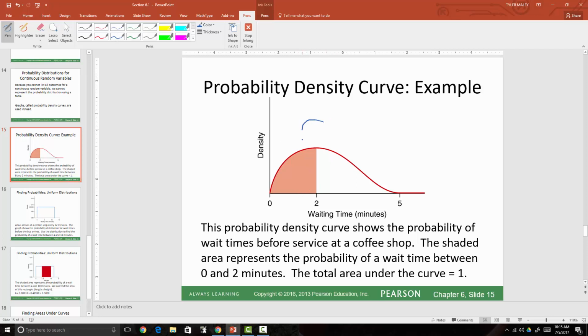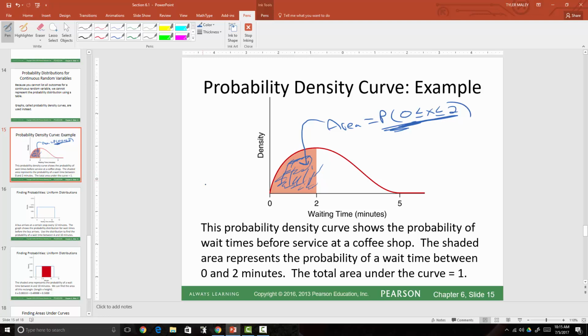So all this area is equal to the probability of getting between 0 and 2, the probability of a wait time between 0 and 2 minutes. If I knew what this area was, I would know the probability of being between these two values. We're going to explore this idea more in this section, but for now, it's important to understand that if I knew the area under the curve, then I would know the probability. The area is equal to the probability.